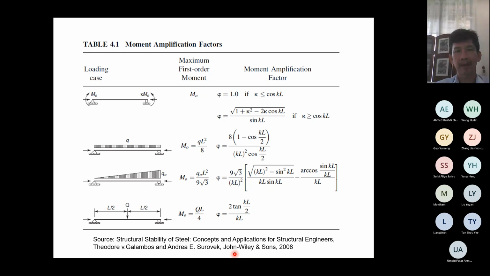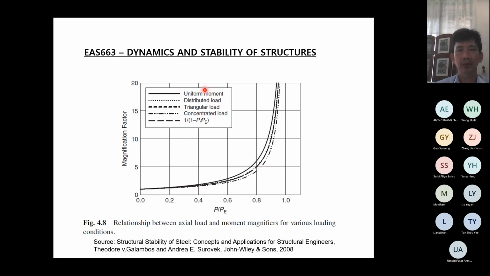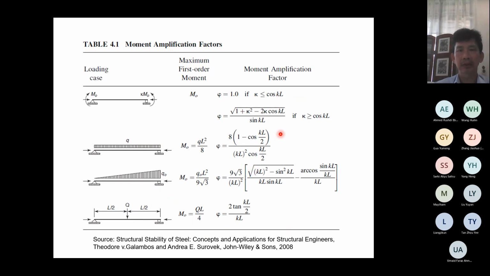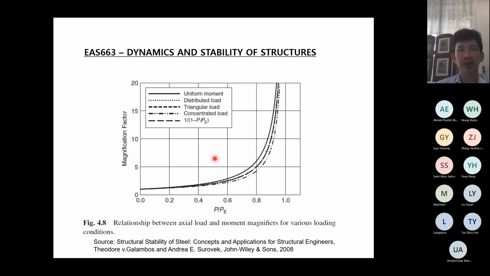Now, if we plot all of these with different values of P over PE, and we plot the magnification factor for these four cases: uniform moment, distributed load, triangular load, concentrated load, with different values of P over PE, then on top of that, we plot another curve, which is simply 1 over 1 minus P over PE. This dashed line here, a long dashed line.